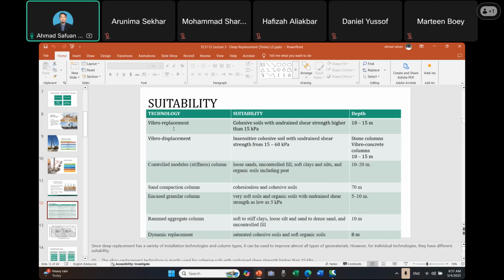The last one is the dynamic replacement, suitable for the saturated cohesive soil and soft organic soil. You can treat up to 8 meter deep.